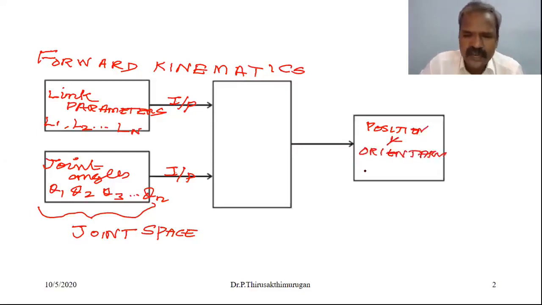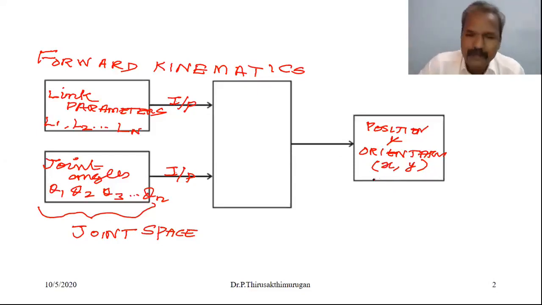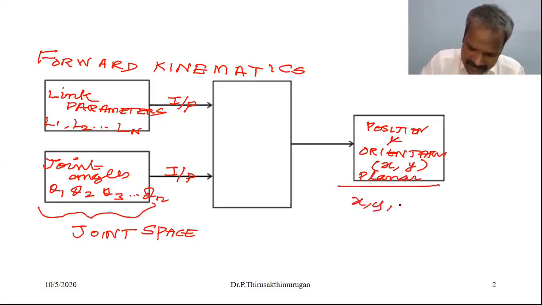So position and orientation. The position and orientation is nothing but X, Y for a planar robo. If it is three-dimensional, that is the three-dimensional robo, we have to give X, Y, Z. Say this is for planar robo. Okay, planar. So X, Y for planar robo. Clear? Then X, Y, Z.